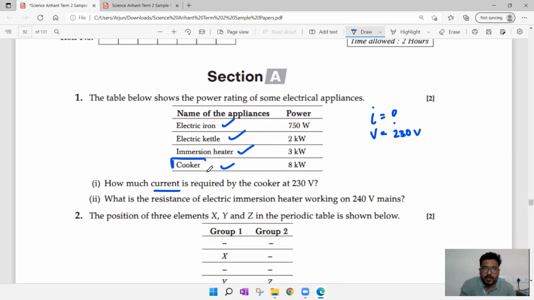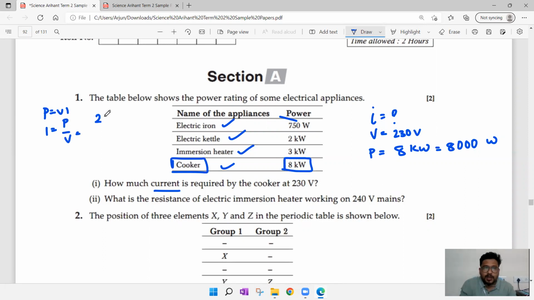Cooker they are asking. While coming to the cooker, they have given the value 8 kilowatt. Watt is the SI unit for power. So P is equal to 8 kilowatt. This can be written as 8 into 1000, which is nothing but 8000 watt. Next, we need to find the I value. We know the formula: power P is equal to V into I. From this, I is equal to P by V.